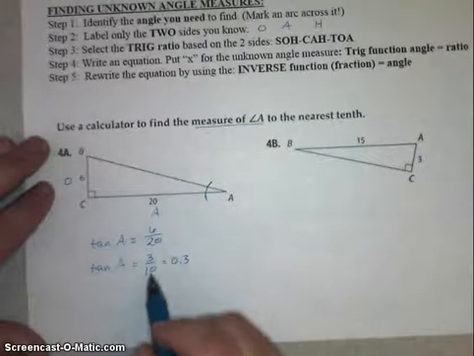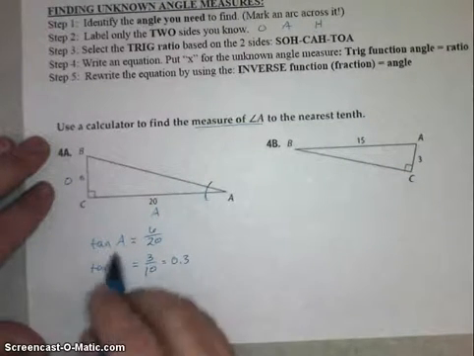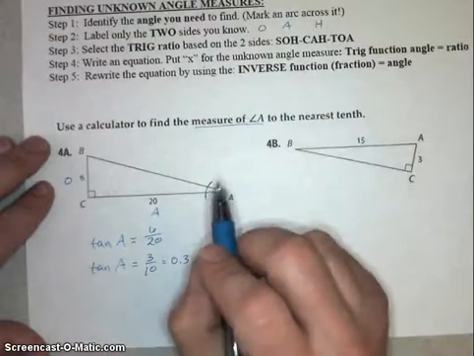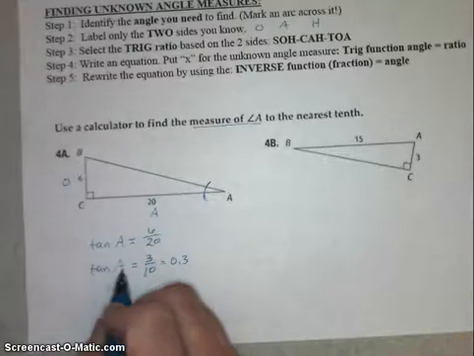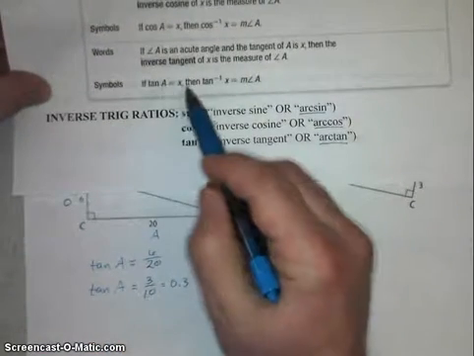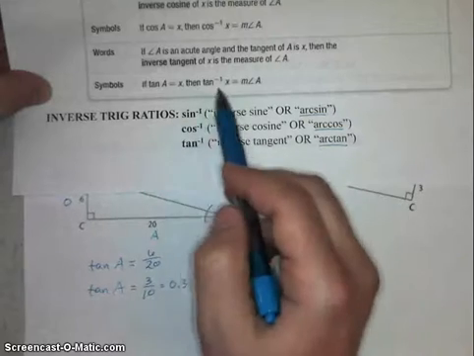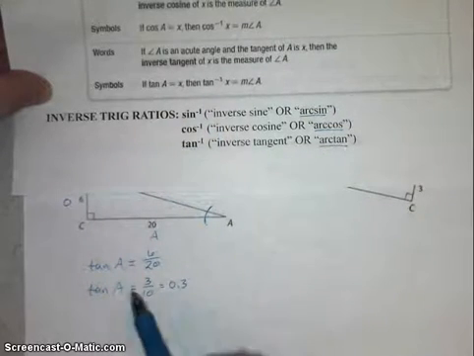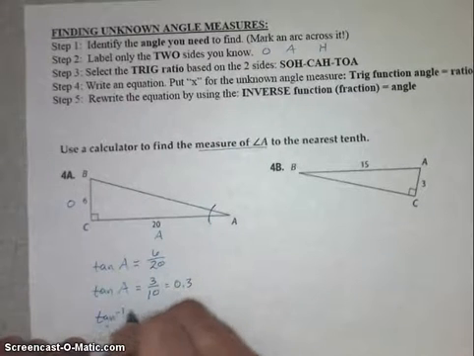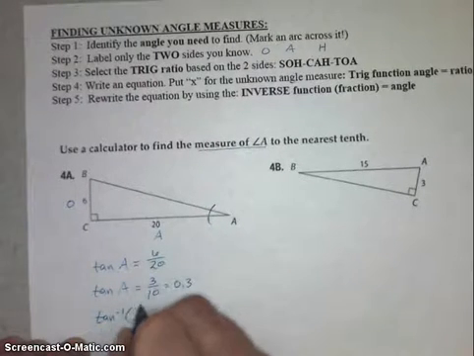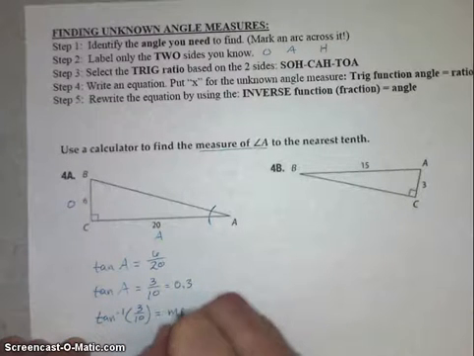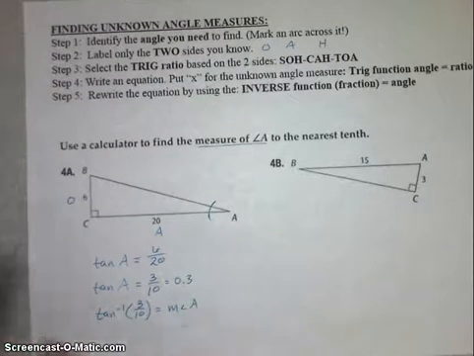Since we want to find the measure of angle A, what we would do then is rewrite the equation using the inverse trig function. If the tangent of A equals that ratio, 3 over 10, then the inverse tangent of that ratio equals the measure of angle A. So we're going to switch this around and say the inverse tangent of 3 over 10, or 0.3 if you want to write it that way, equals the measure of angle A. And then all I have to do is put that in my calculator using the inverse button.